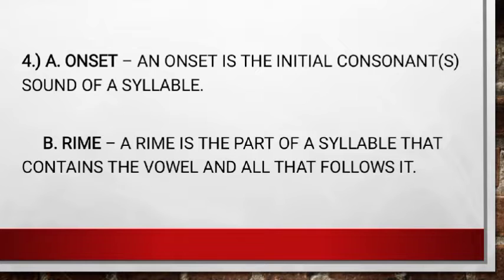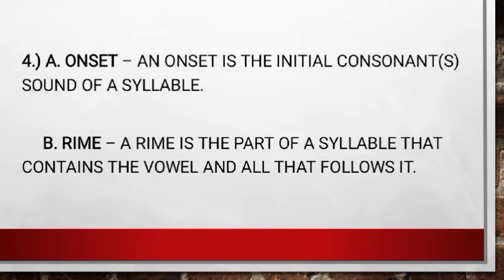Number four, we have the two, onset and rhyme. Onset is the initial consonant sound of a syllable. The students will identify onset in words as they are pronounced or heard. For example, the word sheep. The first part of sheep is sh. That is the first part of sheep. Sh. Sh. And that is the onset.